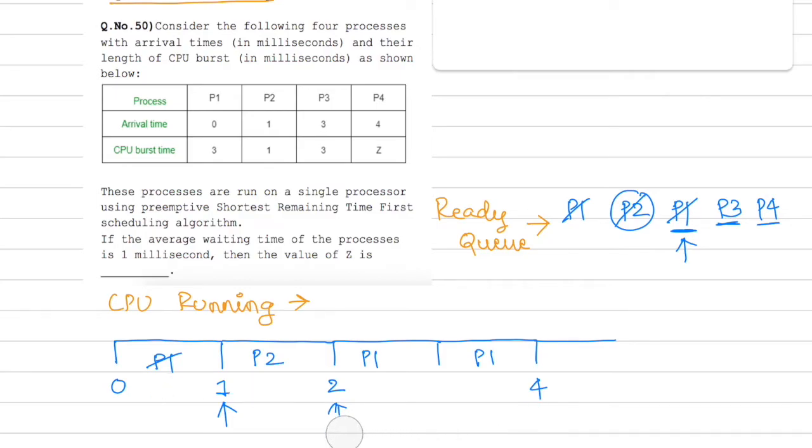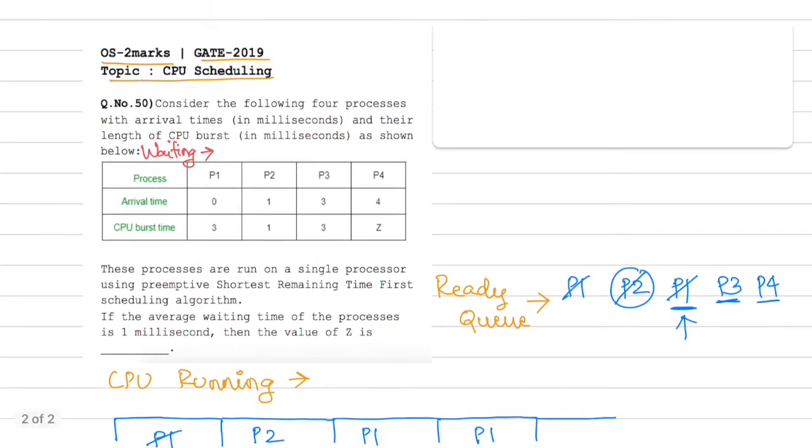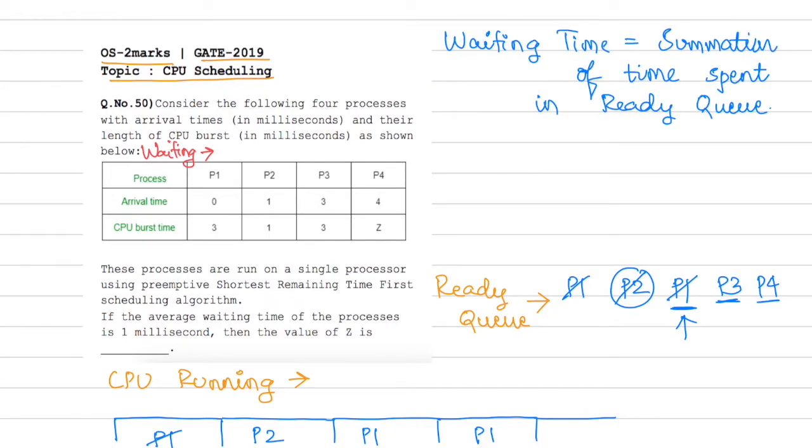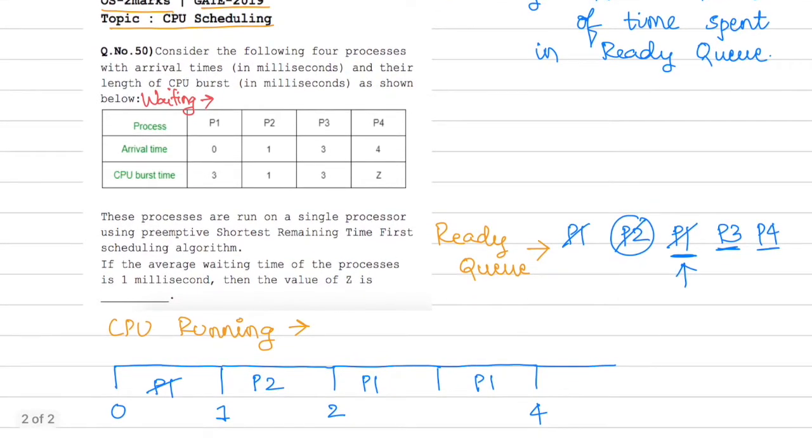Okay, so now we have a clean space to work on. Yes, so let's calculate the waiting time of P1 and P2 so far. Okay, so as we all know, just to quickly revise, what is waiting time? The waiting time of a process is the summation of the time spent in the ready queue. So the time that the process spends in the ready queue is nothing but its waiting time. A quick recap of what is waiting time.